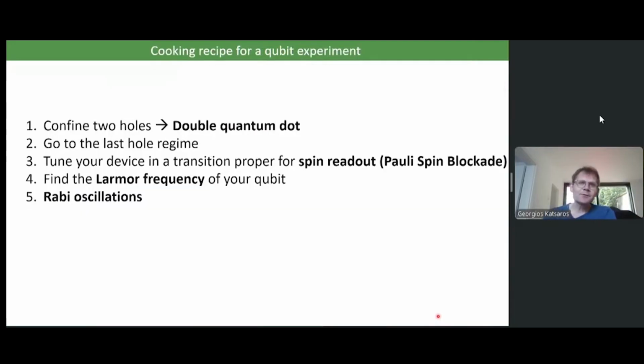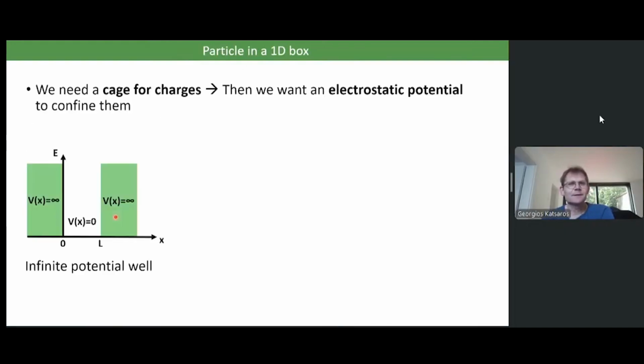So how are we going to do a qubit experiment in our germanium material? The general recipe, I would say, is rather simple. You confine two holes, you have a double quantum dot, you go to the last hole regime, then you need to find a way to do spin readout, you find the Larmor frequency, you do Rabi oscillations, and that is how you would really do a qubit experiment step by step.